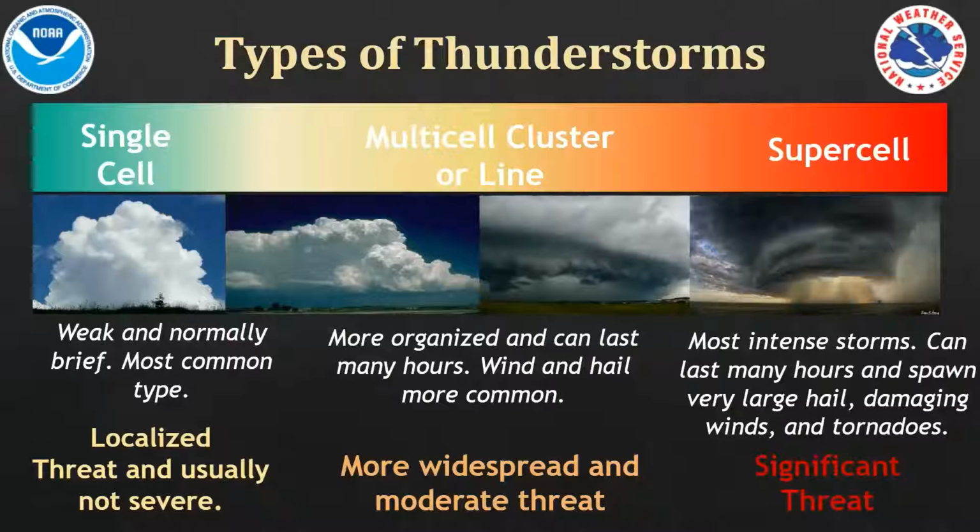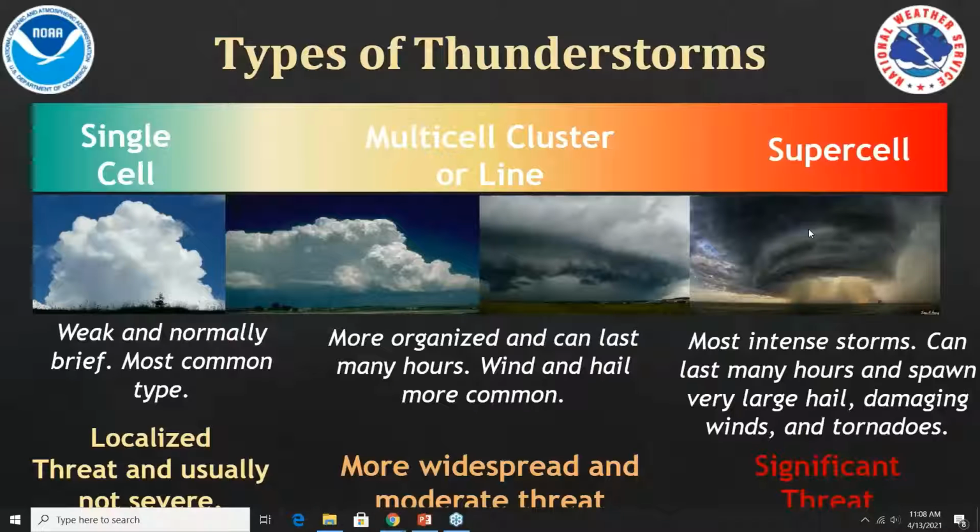Then you'll get your multi-cell cluster or line of thunderstorms. These are more organized. They can last for many hours. Wind and hail are more common, and there is a more widespread and moderate severe weather threat.